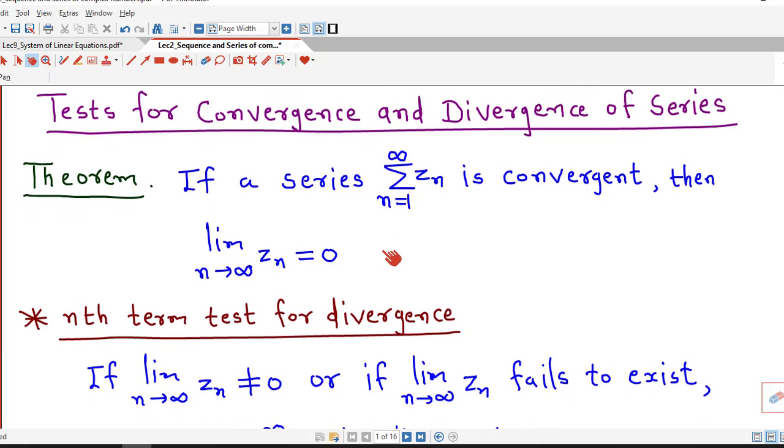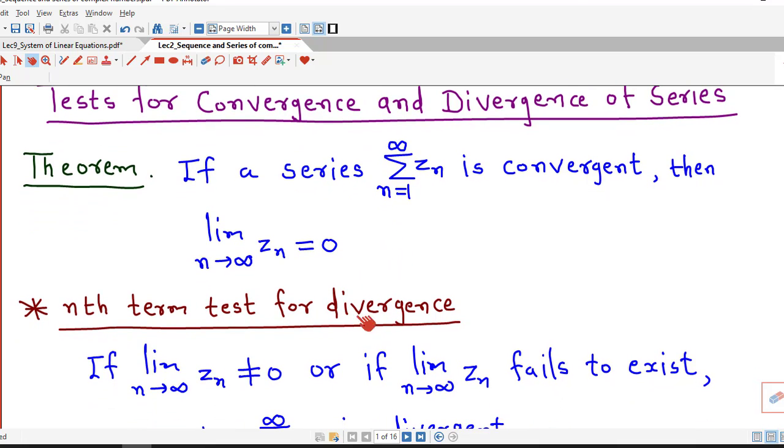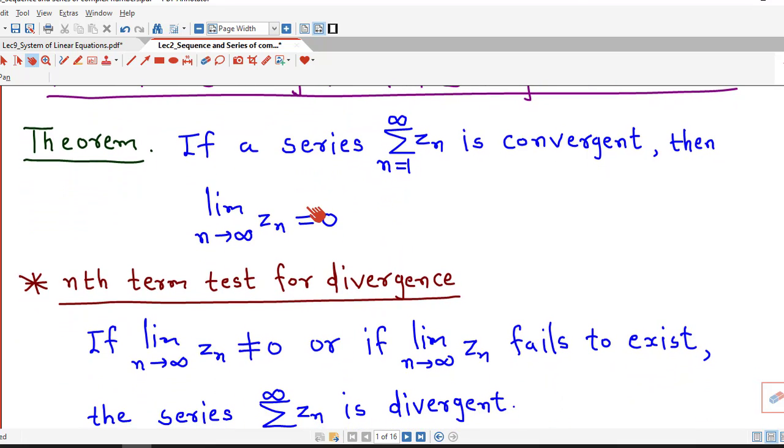So from this we can have the nth term test for divergence. This result says that if a series is convergent, then the limit of the nth term of this series must be 0. So this is the necessary condition for convergence of this series. So from this we can say that if the limit of the nth term is non-zero or the limit of the nth term fails to exist, then this series is divergent.